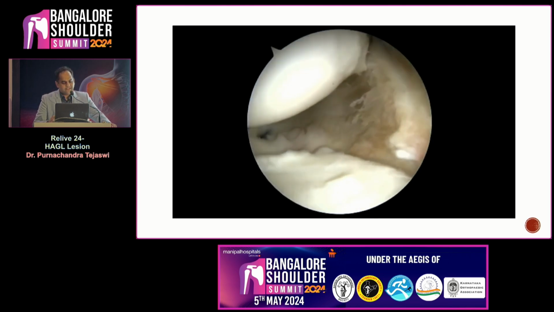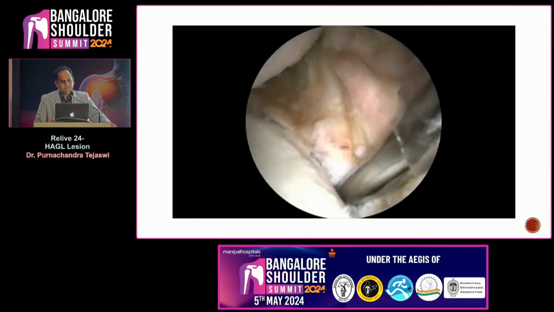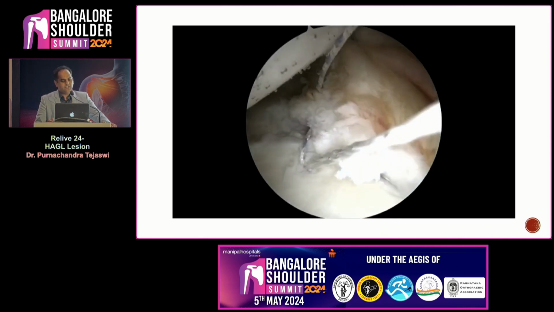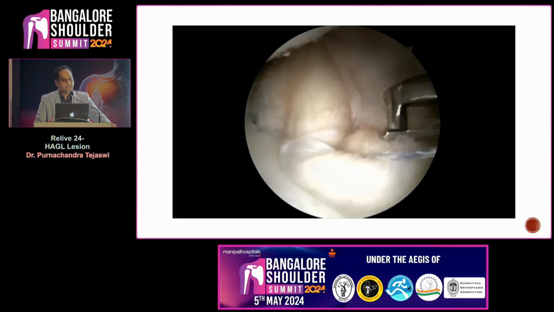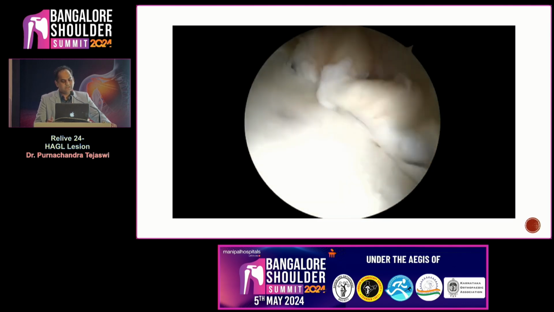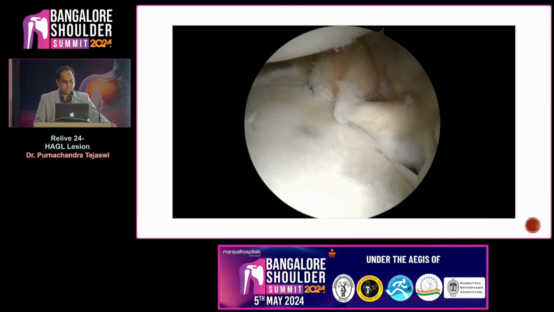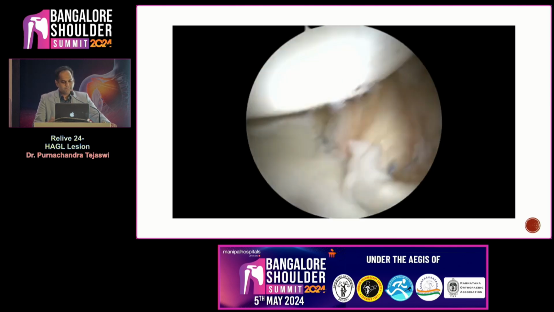In this case, because we all know that in 15 to 20% of HAGL lesions there are associated lesions, there was an associated anterior-inferior labral repair, which was repaired in the usual fashion that we always do. So this is the end of the repair.